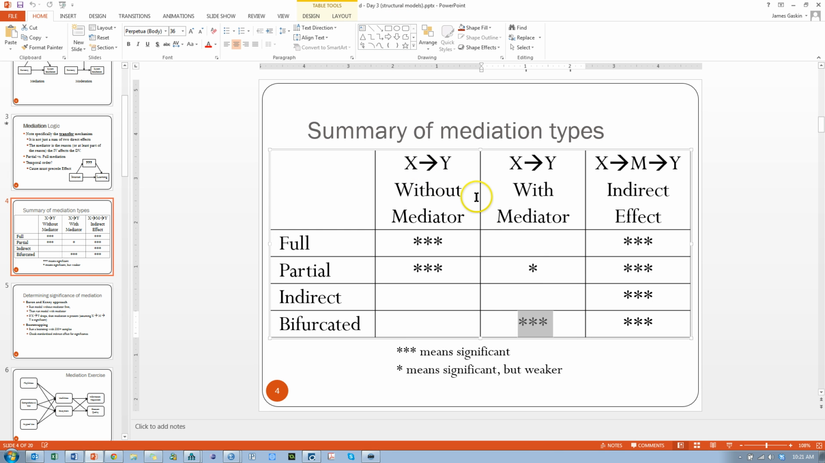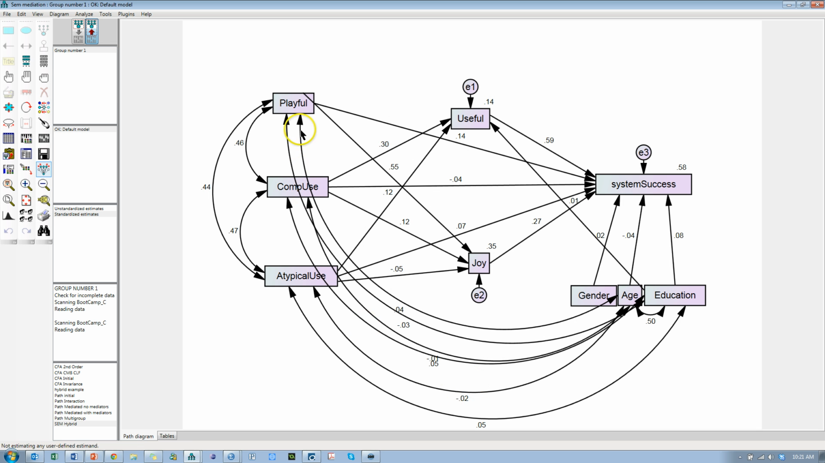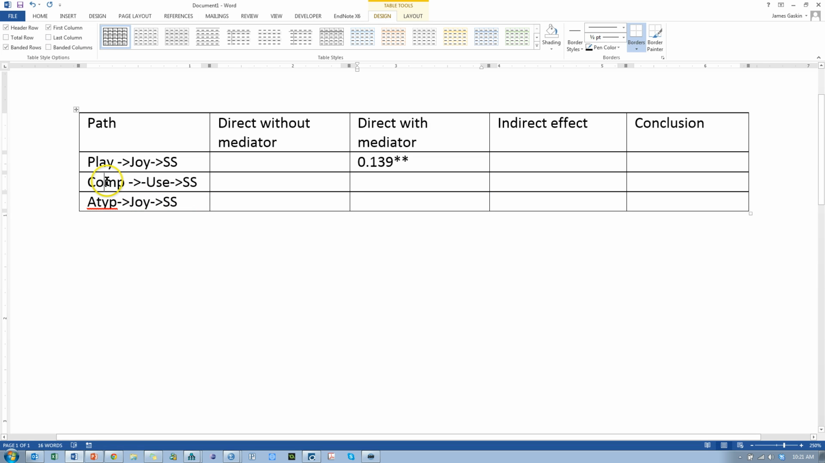Somehow I've got a different number. That's fine. Okay. Now let's go do the other two. Comprehensiveness of use. That means how much of the system you're using, to system success.